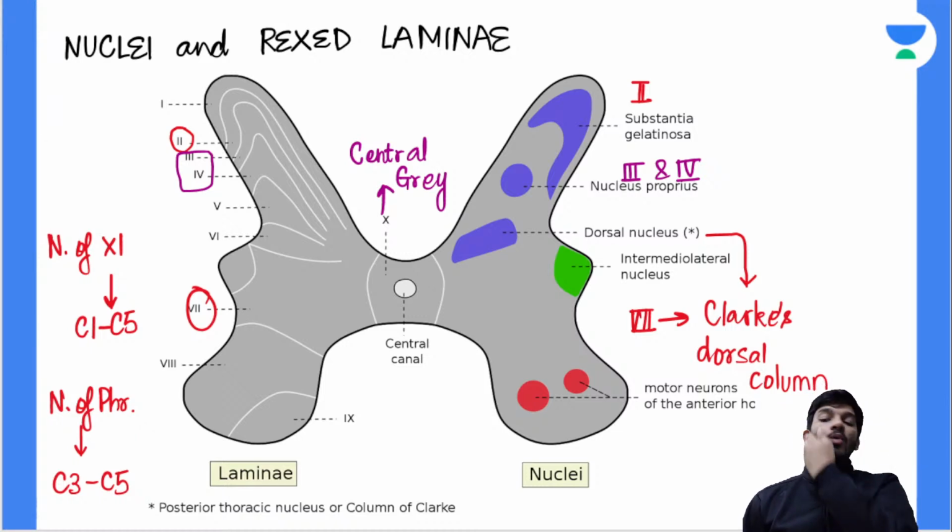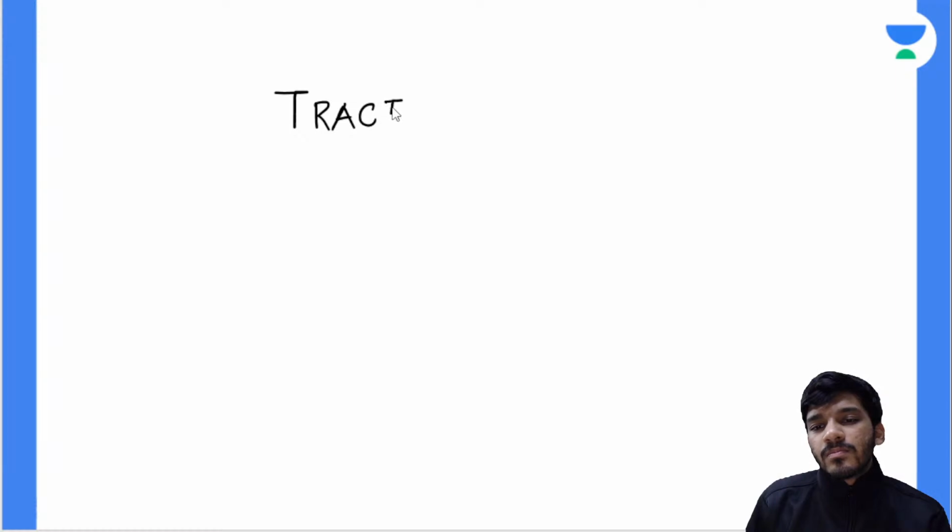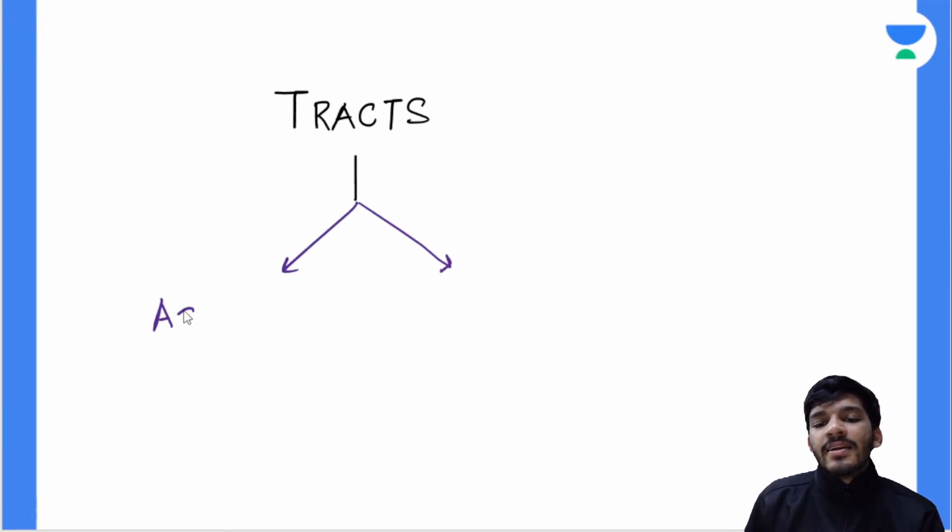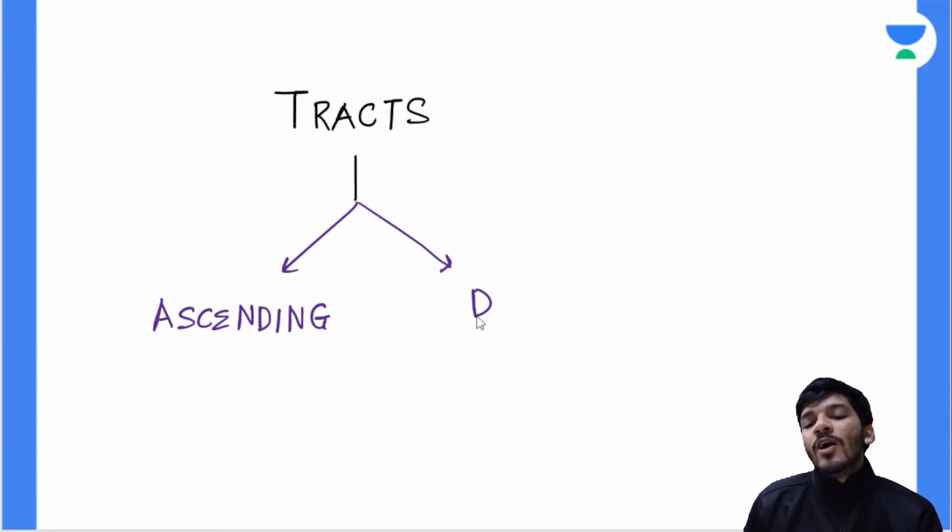Now let's begin our discussion about the tracts of the spinal cord. Are you all ready? Okay. So I told you the tracts in the spinal cord are of two types. You have ascending tracts and you have descending tracts.